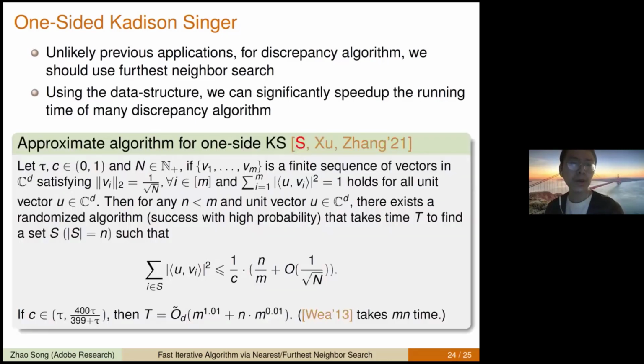Here I just give you one application, which is called one-set containment. As everyone knows, the containment problem is very hard to solve in polynomial time, at least we don't know how to get any polynomial time. But for one-set containment, Weaver has a result showing that it can be done in some polynomial time, for example m n time. Here we can actually use the furthest neighbor data structure to speed up this m n to be like m to the 1.01. In the case where m equals n, we would all take m squared, but we almost take just near linear time.